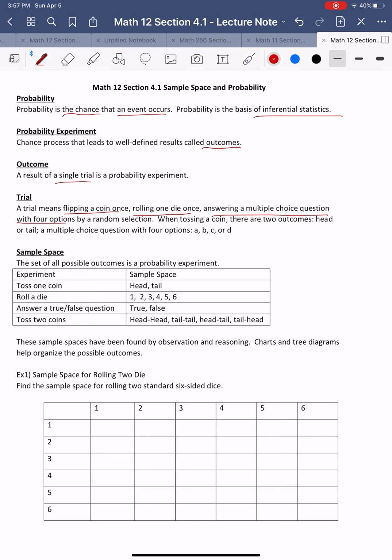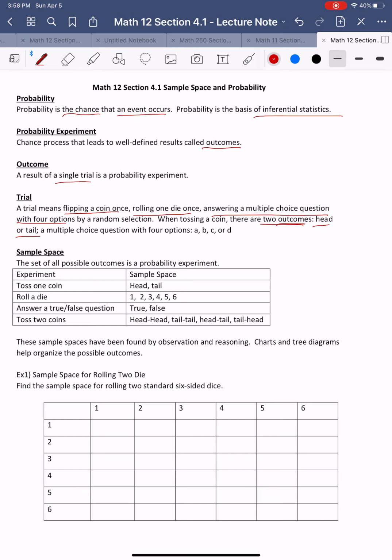When tossing a coin, there are 2 outcomes, which are head and tail. For a multiple choice question, as an example, you might have a choice of A, B, C, D. Now, sample space: the set of all possible outcomes of a probability experiment. The experiments are: toss one coin, roll a die, answer a true/false question, and toss 2 coins.